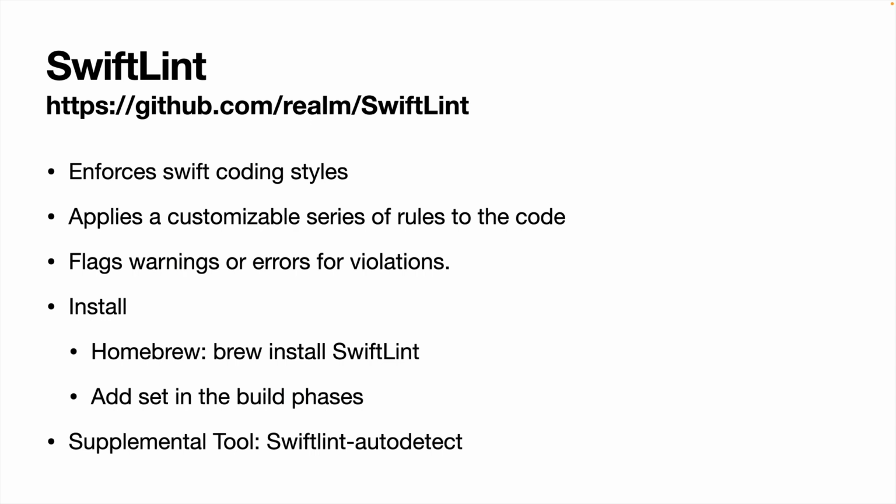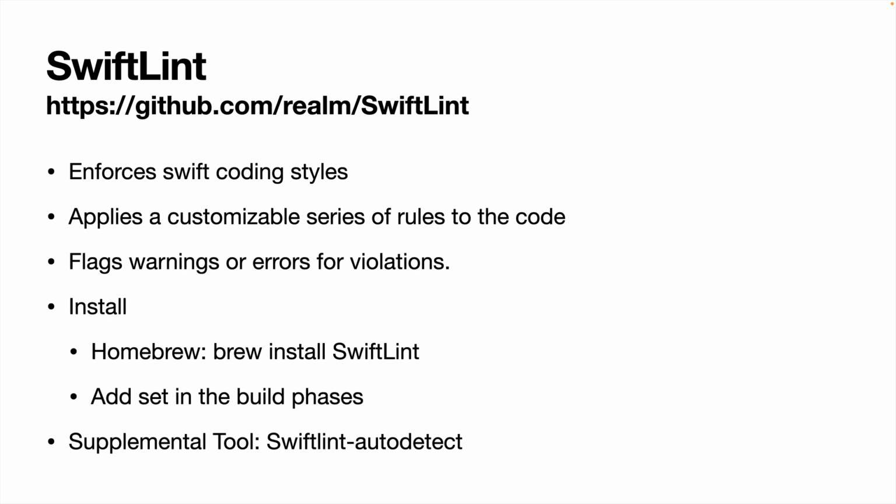There's also a supplemental tool that we'll use today called SwiftLint AutoDetect. SwiftLint AutoDetect is a great tool for setting up your SwiftLint configuration and identifying where your current errors are. So if you have a large code base and you want to adopt SwiftLint, SwiftLint AutoDetect will make it easy to adopt. Basically, any rule you violate, it'll turn itself off, and you can turn those on and fix them at your own pace.